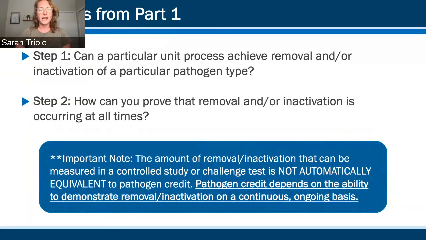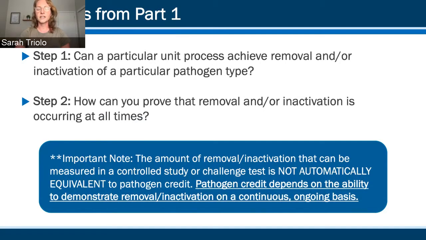So again, how do we do pathogen crediting? The first step is really addressing this question of picking a unit process that can achieve removal or inactivation of the pathogen that you're interested in, and then looking at how you can prove that removal or inactivation is occurring on an ongoing basis. And that's really the key to pathogen crediting.